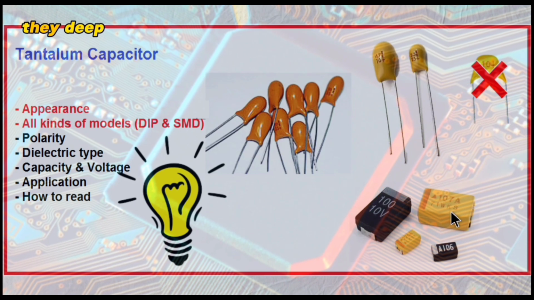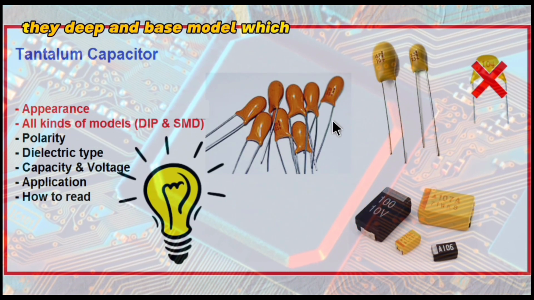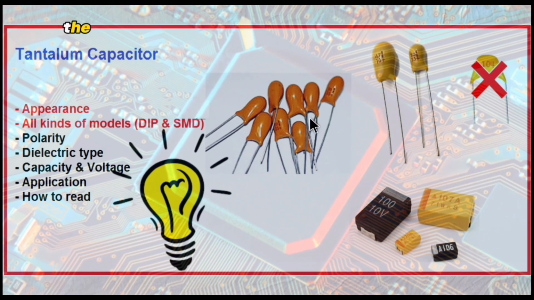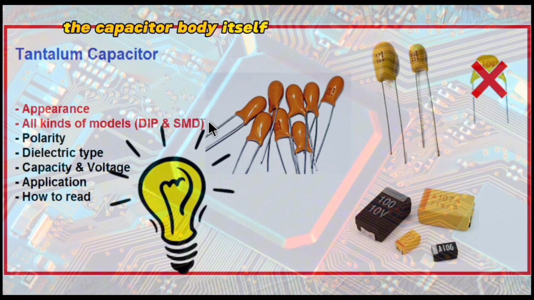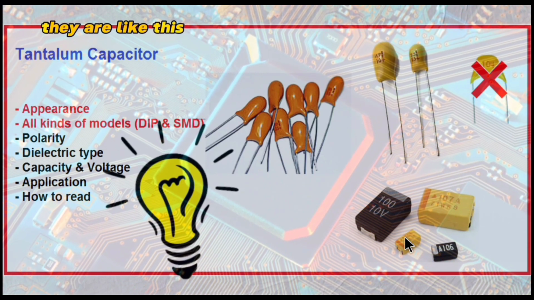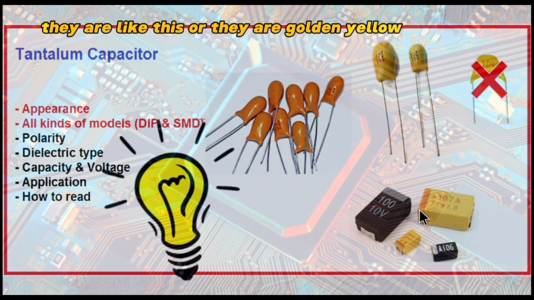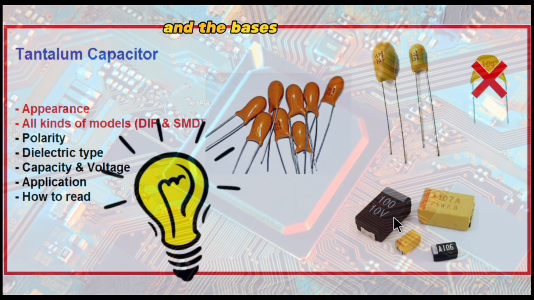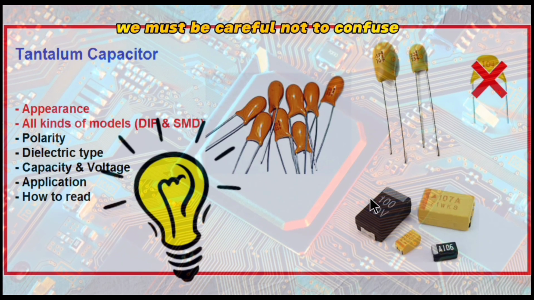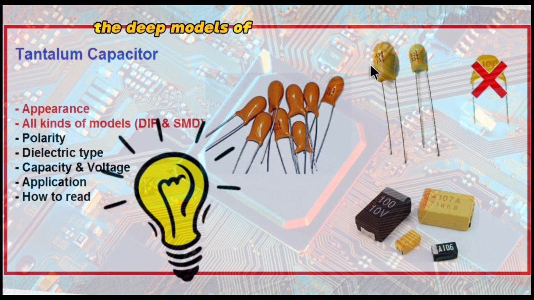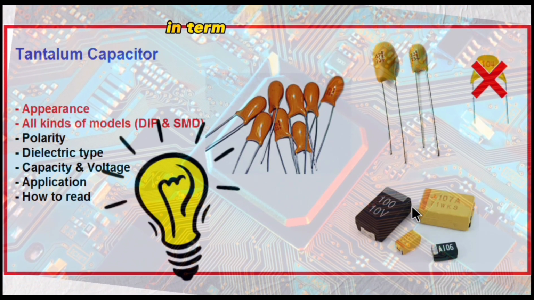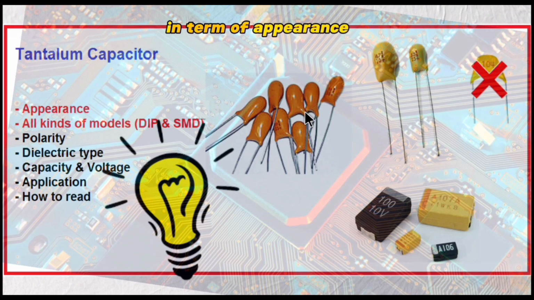The dip model, which is in the shape of a drop, has the capacitor body itself and their assembly models. They are like this, or they are golden, yellow, or black, and the bases are SMD. We must be careful not to confuse the dip models of tantalum capacitors with multi-layer capacitors in terms of appearance.